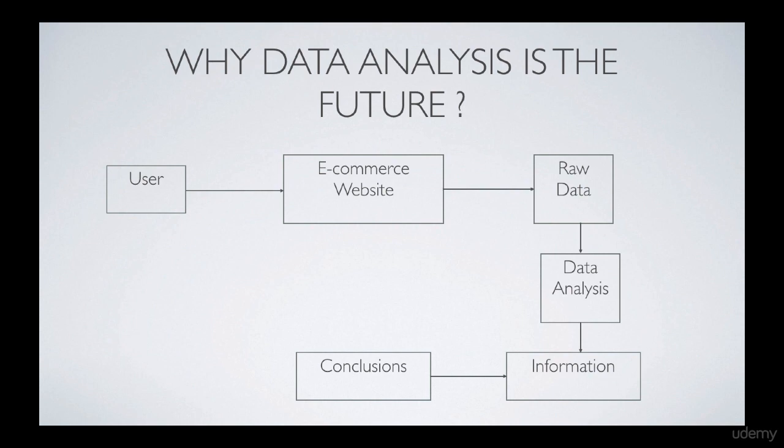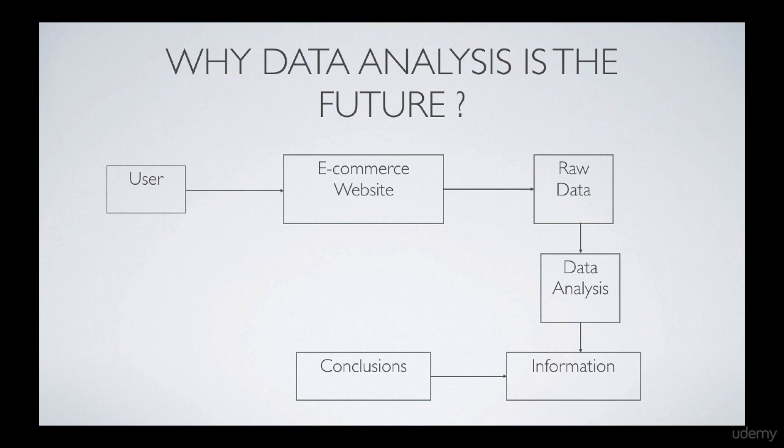He might view certain products, he might buy certain products, and he might carry out a bunch of activities on the e-commerce website. What the e-commerce website actually does is generate raw user data, which is nothing but the user's browsing history. It also stores the products viewed by the user. It also stores a bunch of things like which particular product the user bought and everything like that.